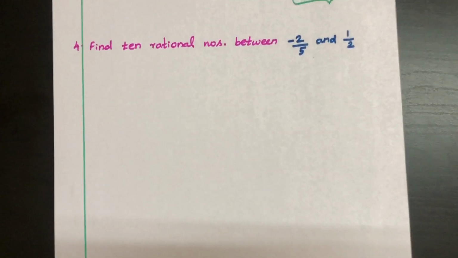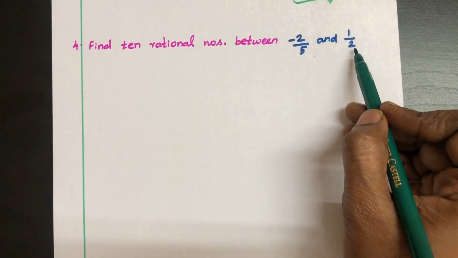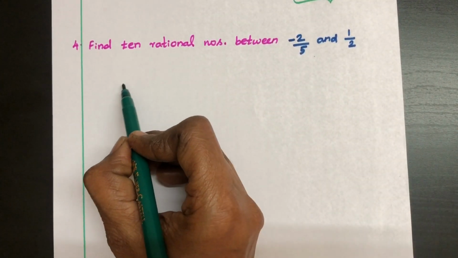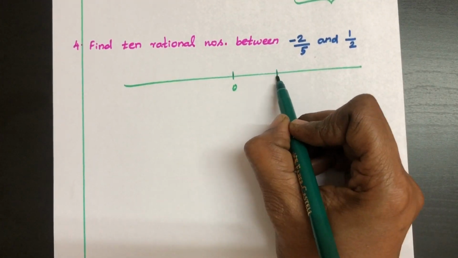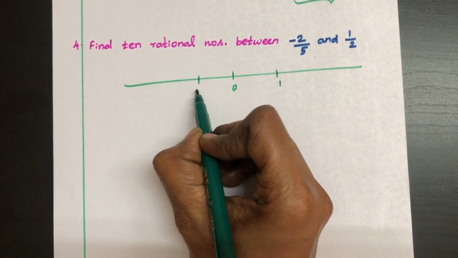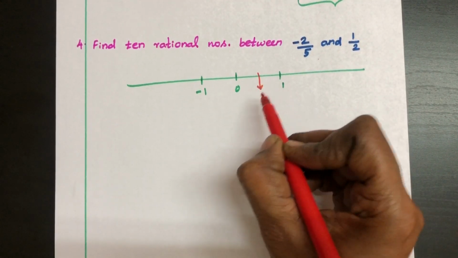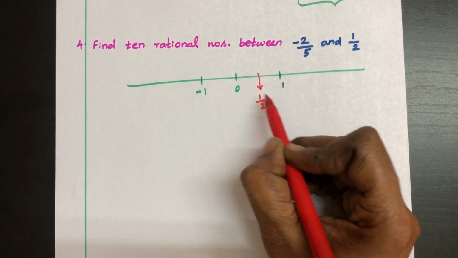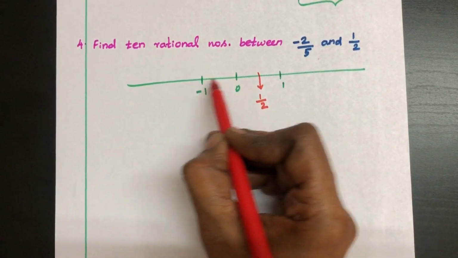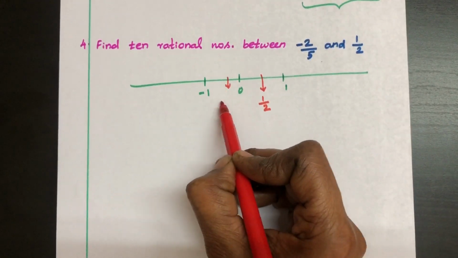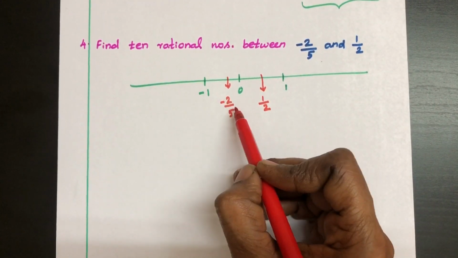Fourth question, find 10 rational numbers between minus 2 by 5 and 1 by 2. Okay, it's very easy. See, if it is a number line, this is 0, this is 1 and this is minus 1. So this 1 by 2 must be here. Exact half is 1 by 2, 0.5 value. Minus 2 by 5 belongs somewhere here, right? Negative numbers. It must be less than 0 but greater than minus 1.